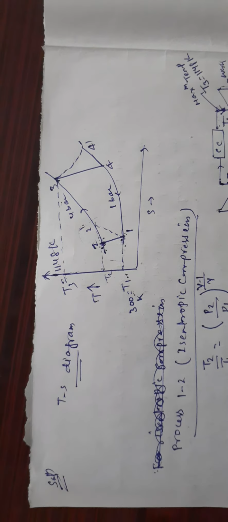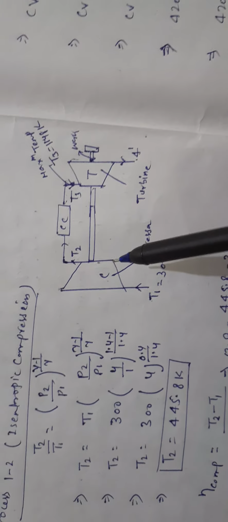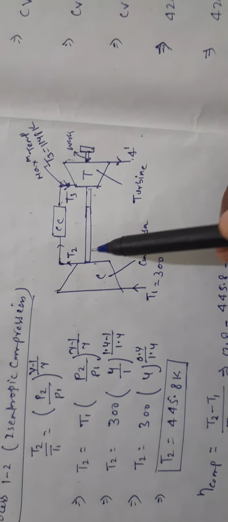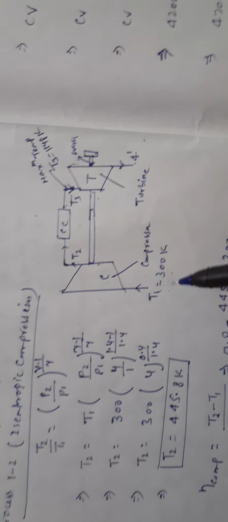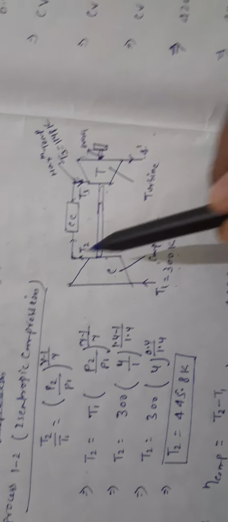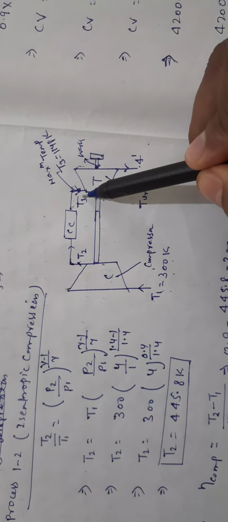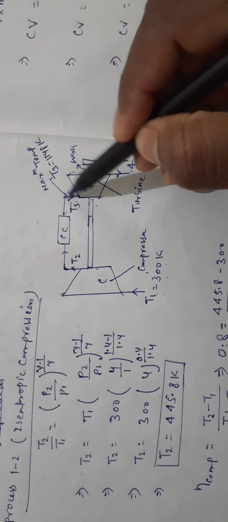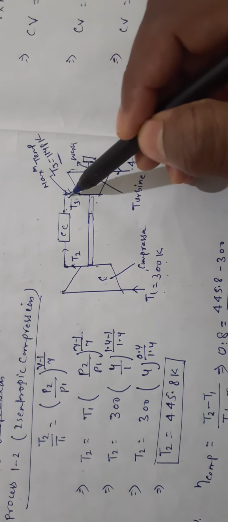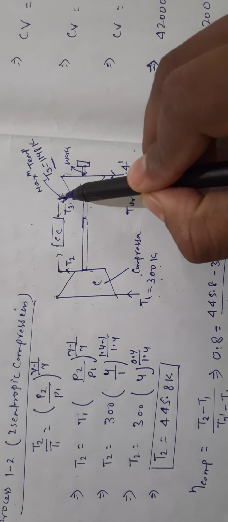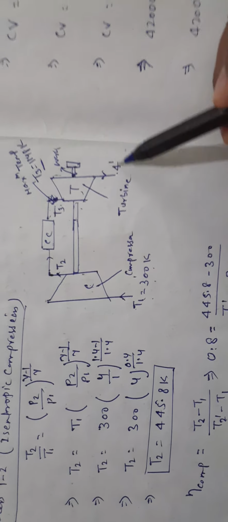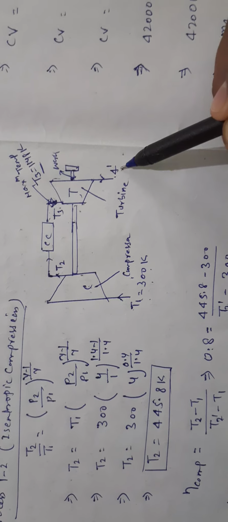Now let us see the solution. Firstly we consider the TS diagram of the gas turbine cycle. Here T1, which is given as 300 Kelvin, is at the compressor inlet, then T2, and T3 is the maximum temperature, already given. At T3 the gas enters the turbine. This point is 4 dash.